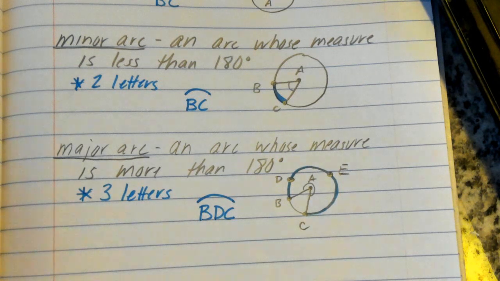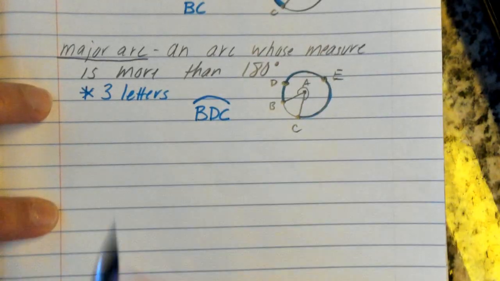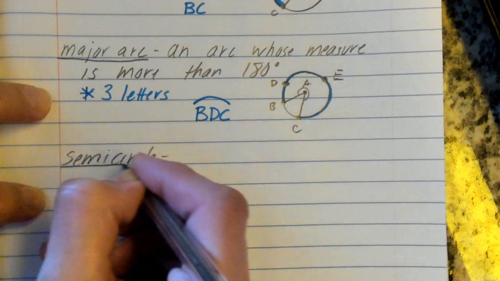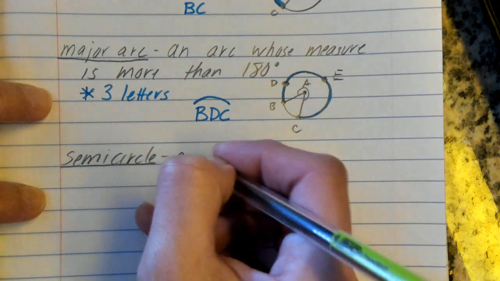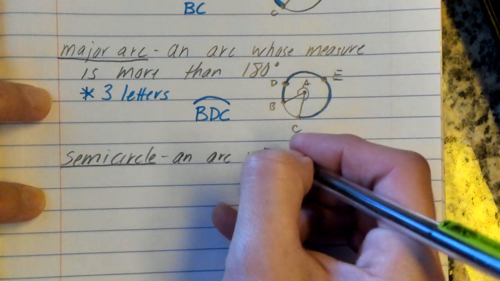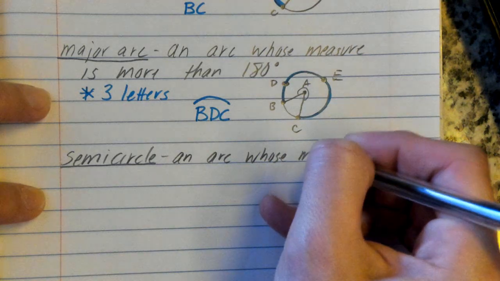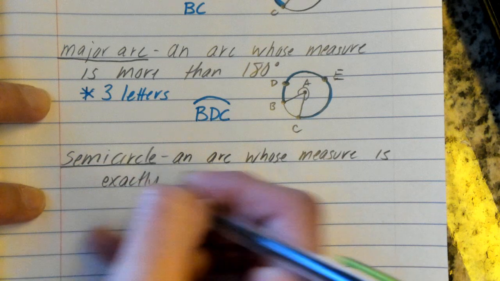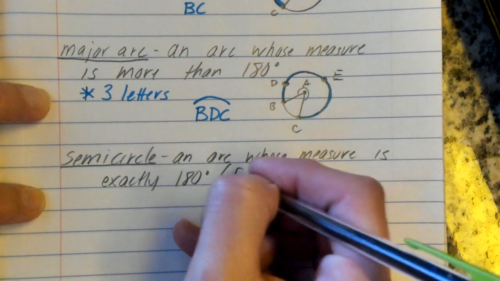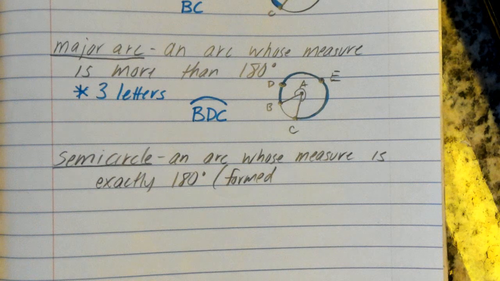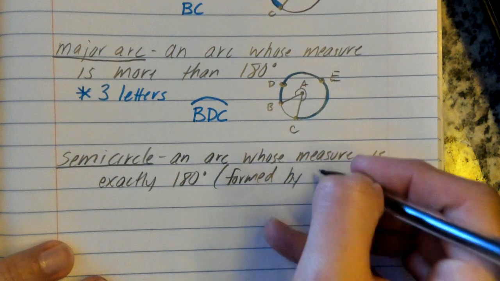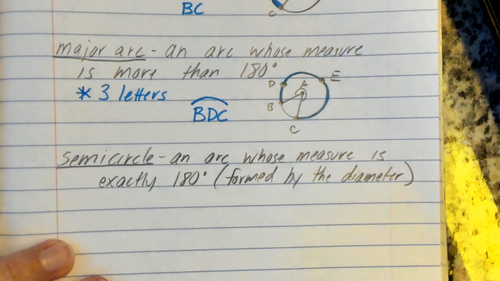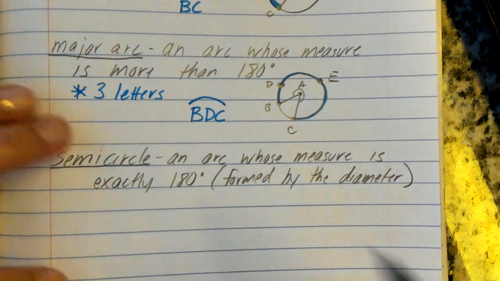Next, we're going to talk about a semicircle. A semicircle is going to be an arc whose measure is exactly 180 degrees. This is formed, or these, you will have 2 of them, formed by the diameter. Sorry for the sloppy handwriting, I'm just trying to make this as quick as possible.